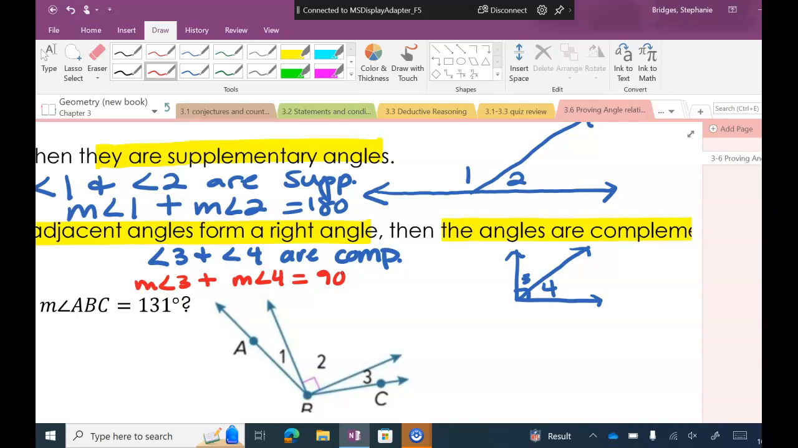Now, we're not doing actual proofs today. What we're going to do is just look at some examples on how to find some angle measures based off of the angle addition postulate, a linear pair being supplementary, and a pair of complementary angles. All right? Is everybody ready? Not yet? Okay.